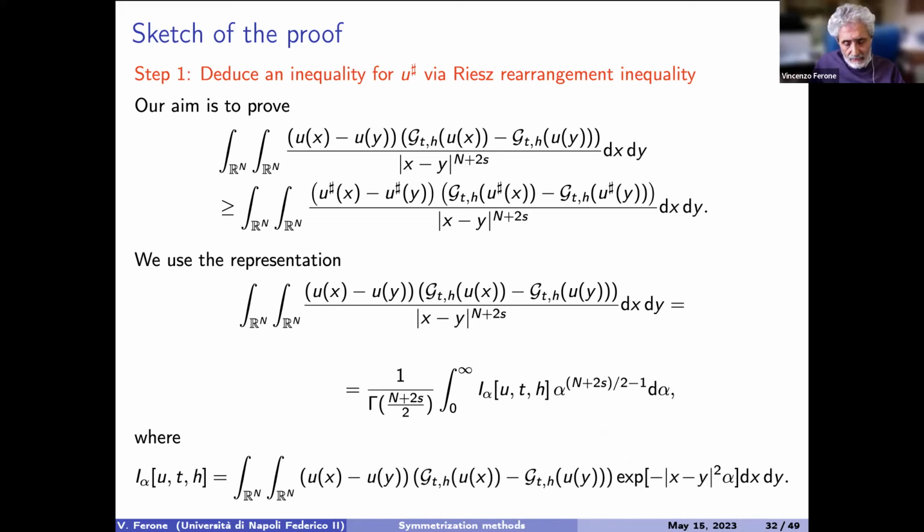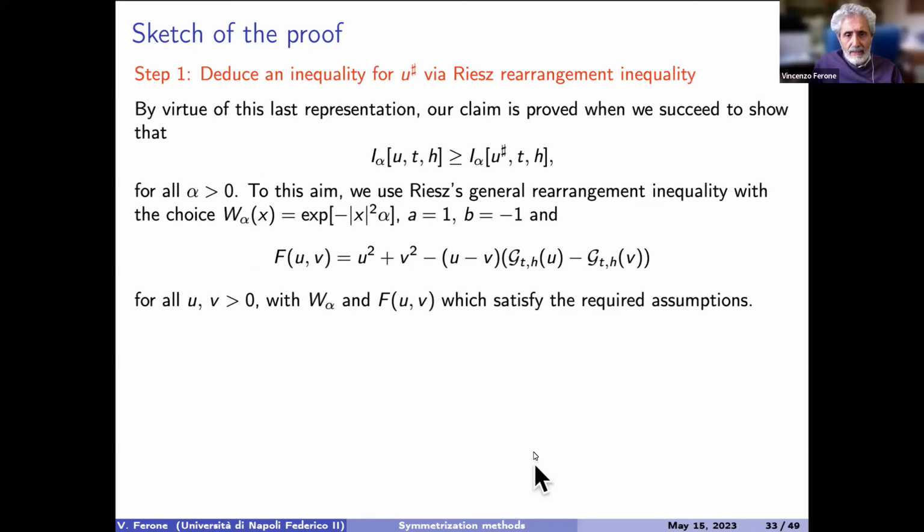But now this is written in the same way as we have seen in the Riesz inequality. So there is here a function w with respect to x and y, which is already rearranged. It is already decreasing with respect to its argument. And then here there is this combination of u, v, G_{t,h}. And so one has to show that I_α is greater or equal than I_α of u sharp.